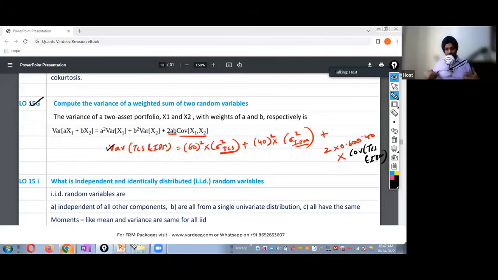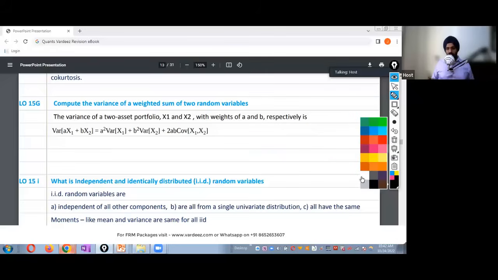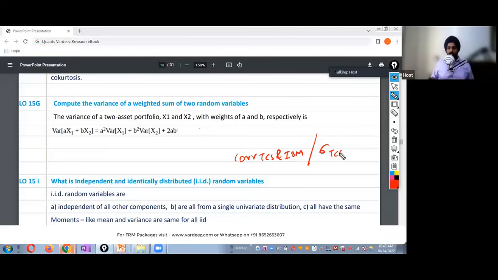But as I said, it's not going to be that simplistic. Maybe they'll twist it. They may not give you the covariance, they'll give you the correlation. Okay, so on the exam, you might be given not the covariance, but the correlation. You're given the correlation between TCS and IBM, and the standard deviation of TCS and the standard deviation of IBM. Then no worries, just insert the correlation times the standard deviation of 1 times the standard deviation of 2.